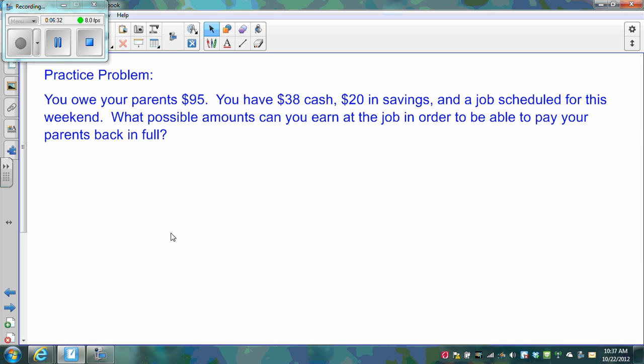So here's your last practice problem, which is solving a word problem. You owe your parents $95 because you borrowed money to buy that awesome new iPod or outfit, whatever it was. You currently have $38 in cash. You have $20 in savings, which is in the bank, and a job scheduled for this weekend. What possible amounts can you earn at the job in order to have enough money to pay your parents back at school? Start by writing a verbal model and then solve your inequality to figure out the minimum you could earn at your job to pay them back.